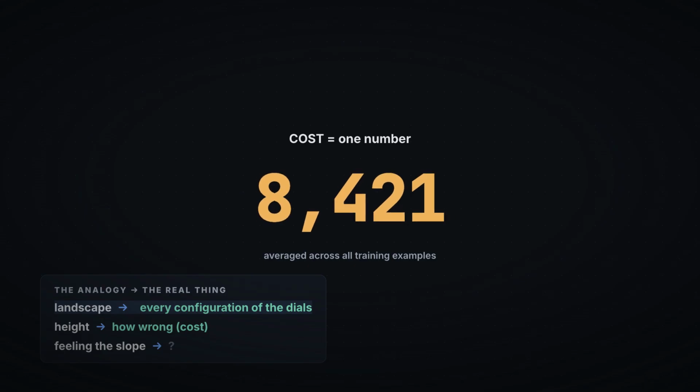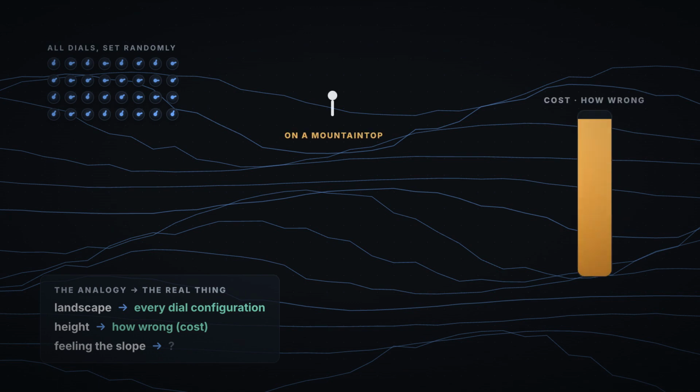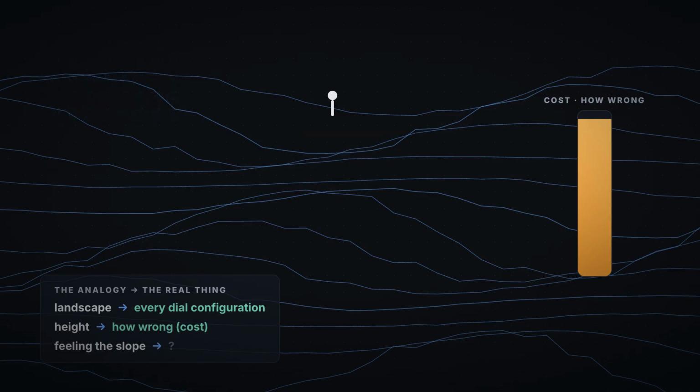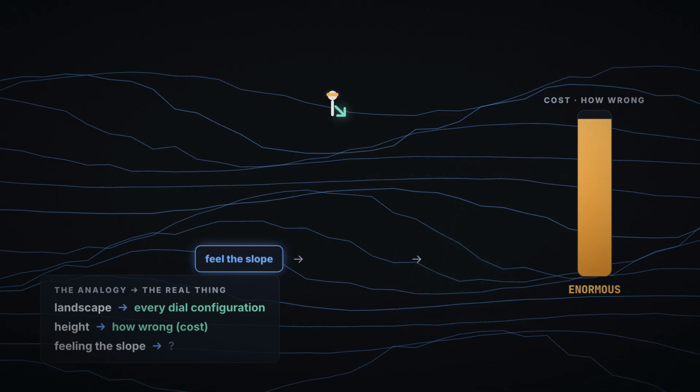its predictions were. So at the very beginning of training, when all the dials are set randomly, you're standing somewhere high up on a mountaintop. The cost is enormous. The model's predictions are garbage. It's guessing purple when the answer is matte. The goal: find a valley. Find a setting of those dials where the cost is low, where the model actually makes good predictions. And you do that the only way you can when you're blindfolded: feel the slope, step downhill, repeat.